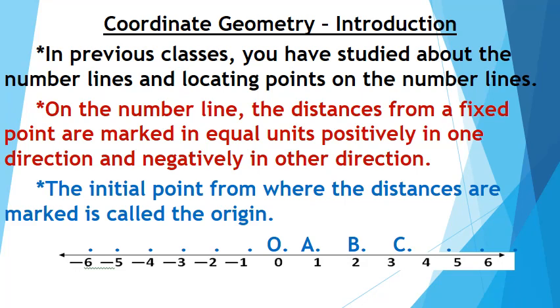Here, the point A is 1 unit distance from the origin. The point B is 2 units from the origin. Point C is 3 units from the origin, and so on. Same way on the LHS also.